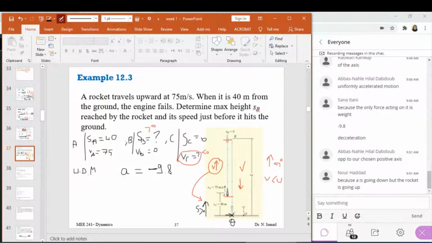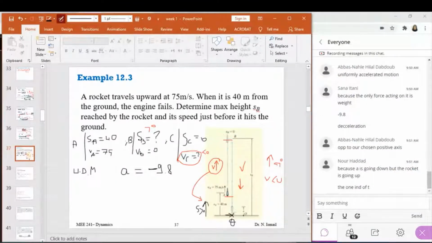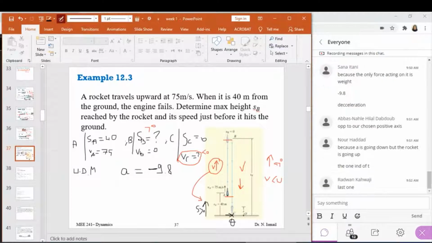How to start? How to solve for SB, guys? What do you think? What is the equation that should be used in order to find SB? The one independent of t. Perfect, Noor. So it is the equation that is independent of t, because I don't have any t here, right?